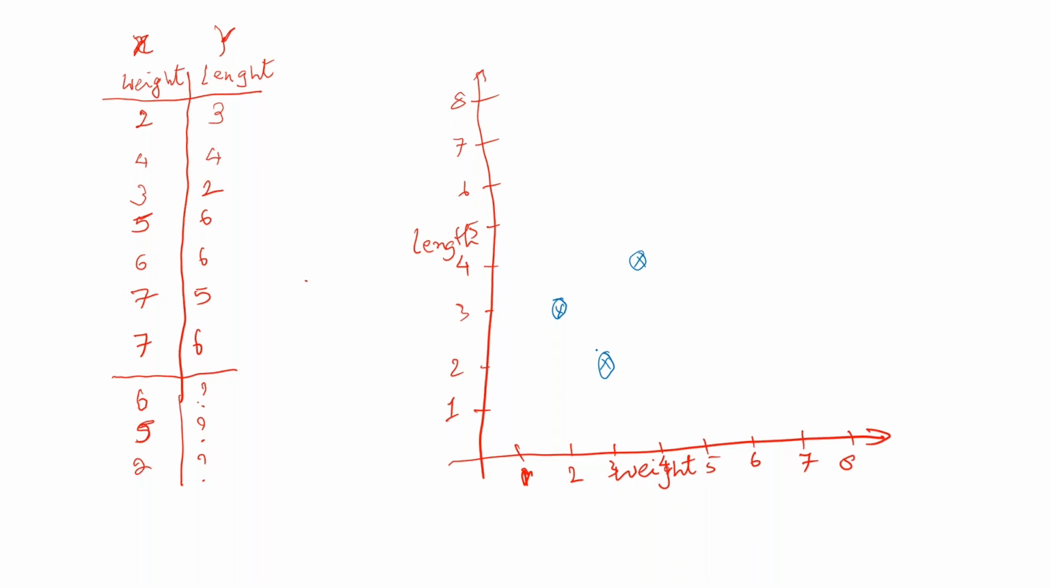So anyway, the fourth mouse is 5 and 6. Let me go and put it here. Okay. Then the fifth mouse is 6 and 6, somewhere here. Then the seventh mouse is 7 and 5. It is okay. Then the last mouse is actually 7 and 6, somewhere here. Basically, we have plotted all 7 mouse in a scatter plot.